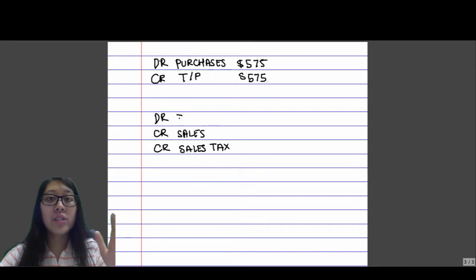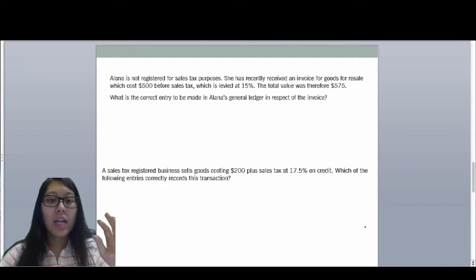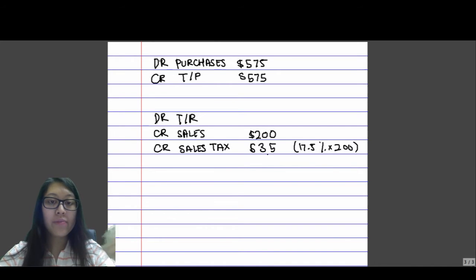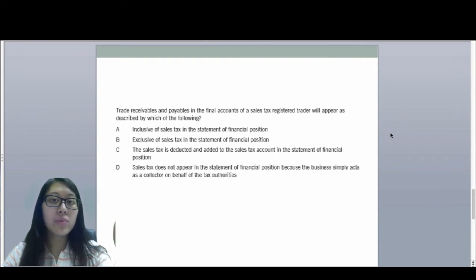And the debit entry should therefore be the trade receivable, the person who we are selling the goods to. Now the goods were sold for $200 plus 17.5% tax. So that means sales would be recorded at the sales price figure, 200. Sales tax would be 17.5% times 200, so that would be $35. Now, in total, we are going to bill the trade receivable $235.